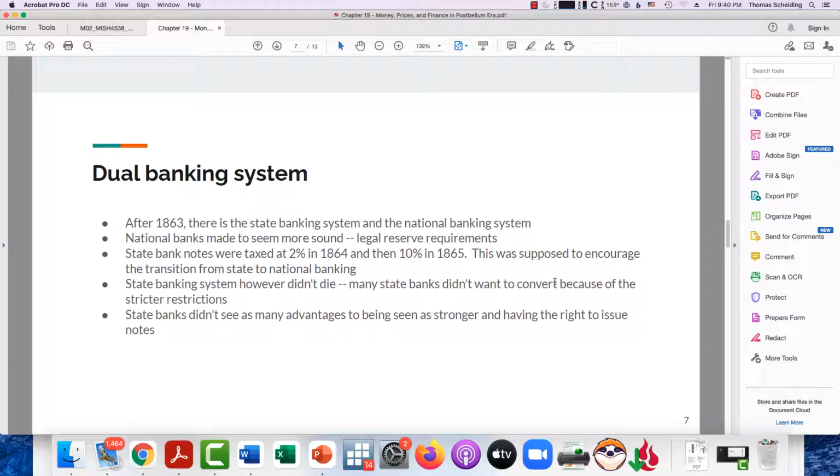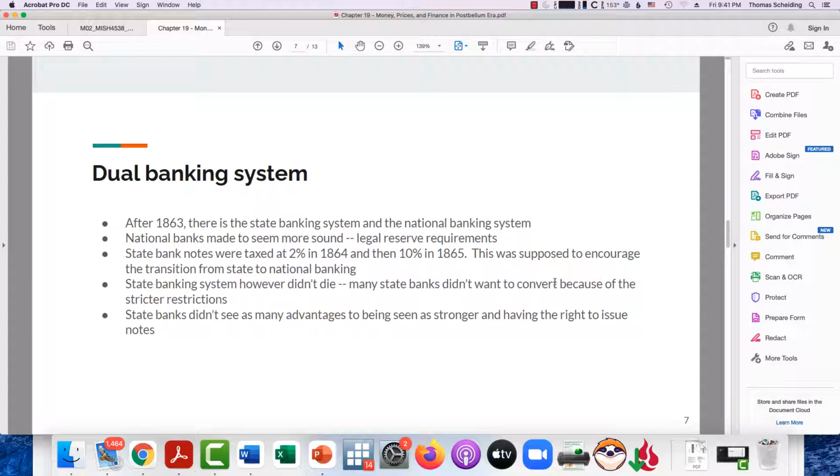At the same time as you have the national banking system, you also have the state banking system, which was allowed to continue to exist. And the national government tried to do everything it could to make state banks die, and it really couldn't. So the national banking system was more sound. There were legal reserve requirements. By that we mean after you make a deposit, that nationally chartered bank had to deposit some of its deposits into bonds. That was U.S. government debt. So you knew your deposit was safe.